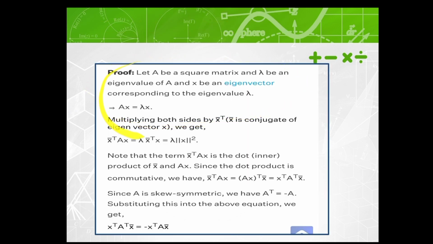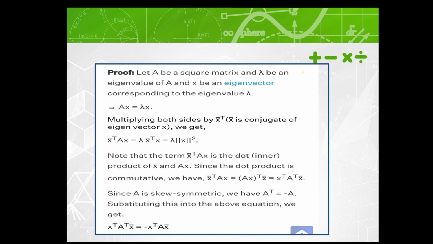Proof for that statement which we discussed earlier. Let A be a square matrix and lambda be an eigenvalue of A, and X be an eigenvector corresponding to the eigenvalue lambda. Lambda means eigenvalue. For every eigenvalue there will be a corresponding eigenvector, right?